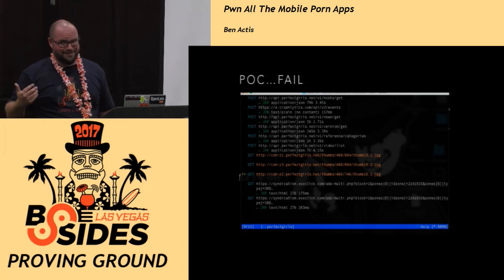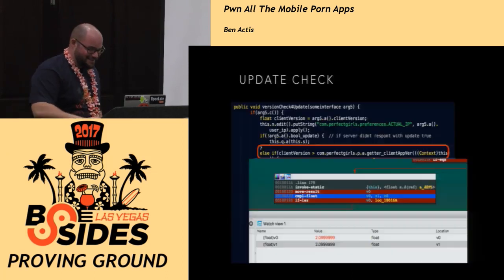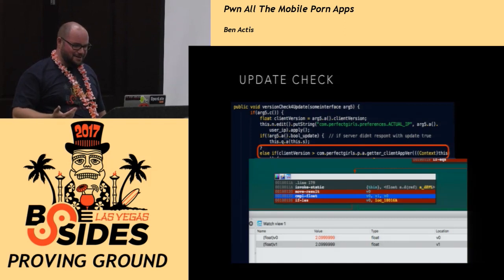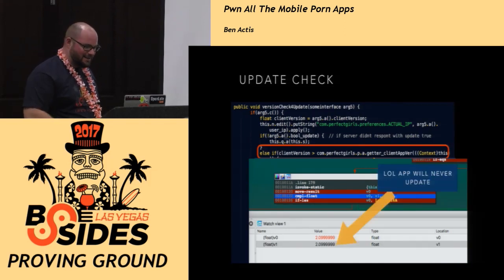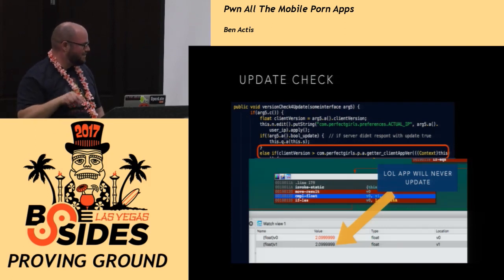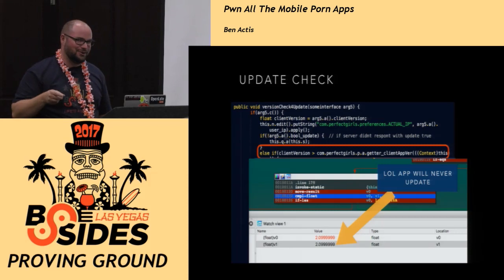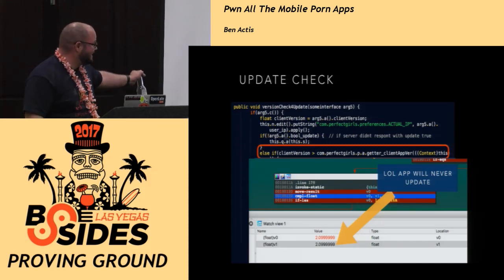Because I told my mentor for this talk, like, this will work, right? So I start going through it, and I'm like, this is really strange. That second check, I'm getting the same value twice. So their update mechanism is actually wrong. They compare the client version twice instead of the server one. So their app will actually never update, which is hilarious.